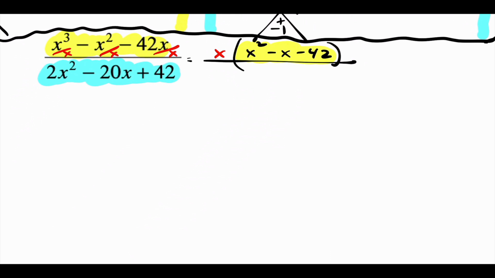Bottom also has a GCF. What is that GCF? 2. You can divide them all by 2. If you can do that, do that. If you can't, don't do it. Divide them all by 2.